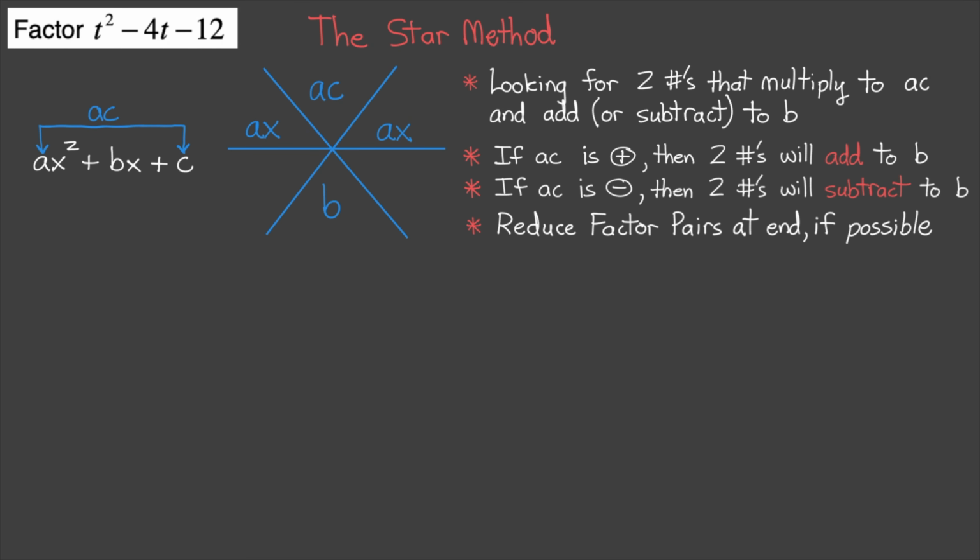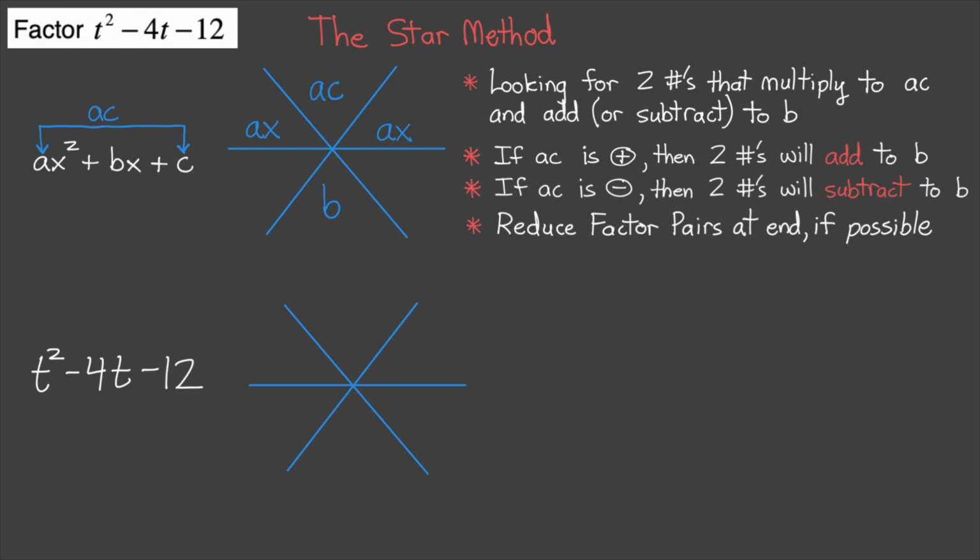This question says, factor t squared minus 4t minus 12. Now in this video, we are going to use the star method to factor trinomials. Here are some keys to the star method. So let's go ahead and get started. We have t squared minus 4t minus 12.